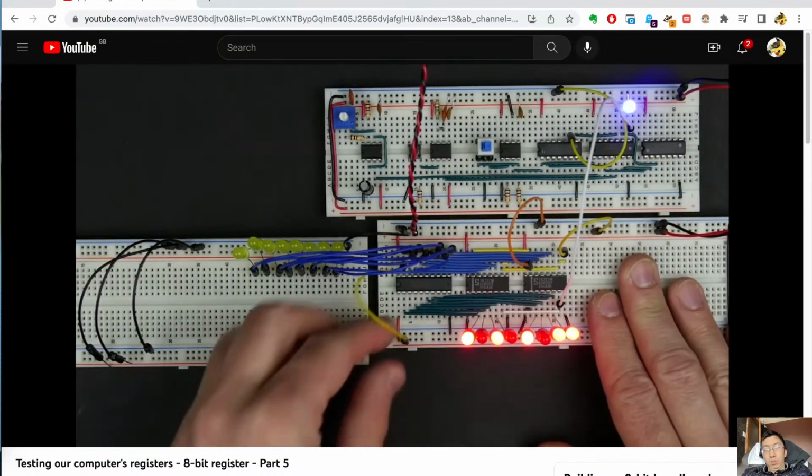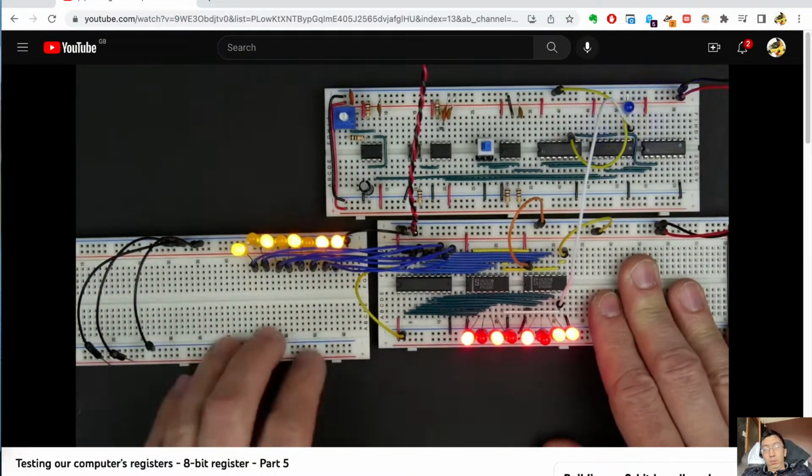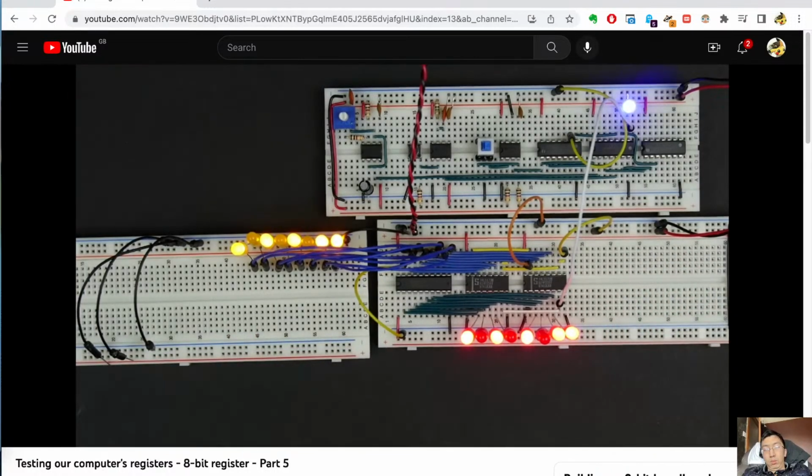And then if the register needs to output that back to the bus, we can use the enable to do that, and we get that same value back out on the bus. So it looks like our register is working.